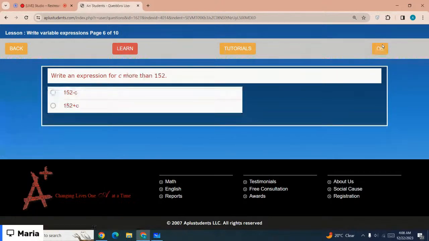The next one is write an expression for c more than 152. So which is the correct option? Yes, you have to add, that would be 152 plus c. Option number 2 is the correct option. Very good.